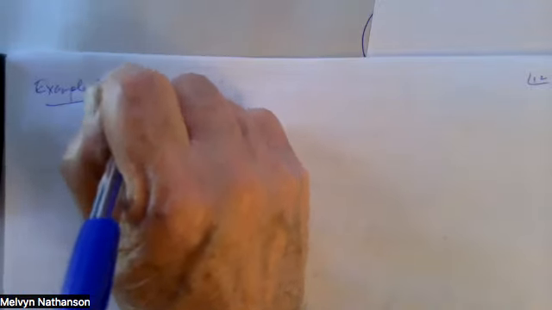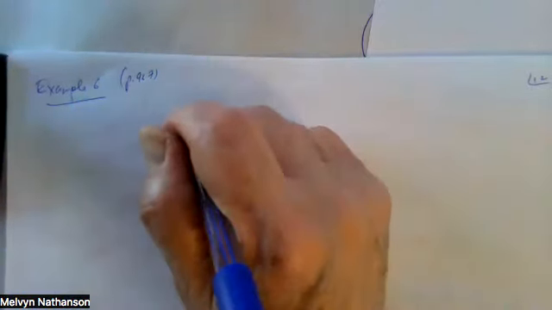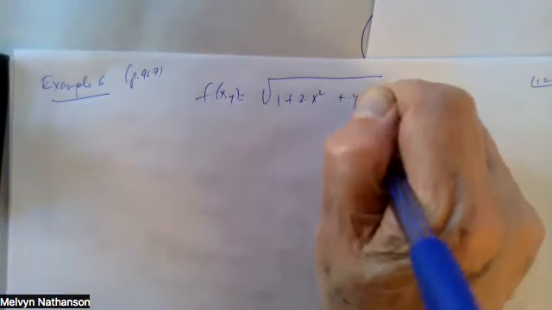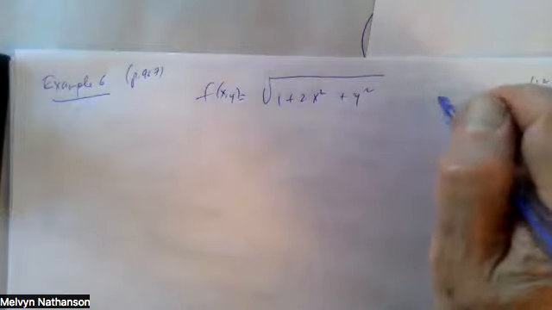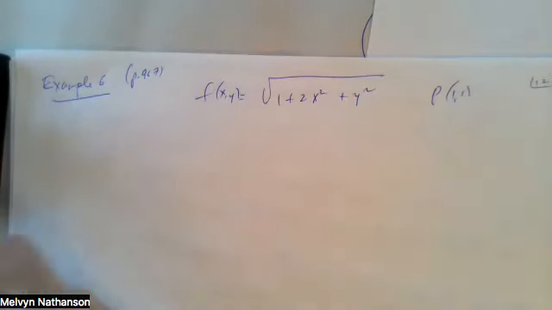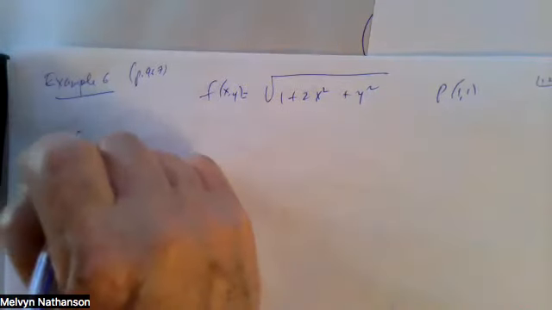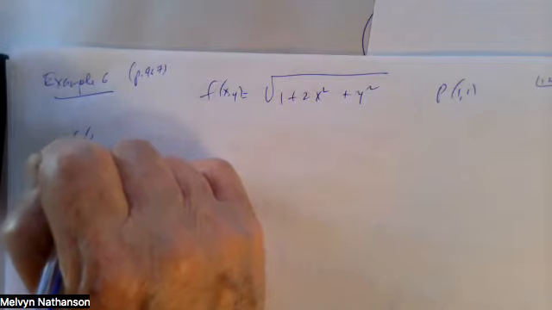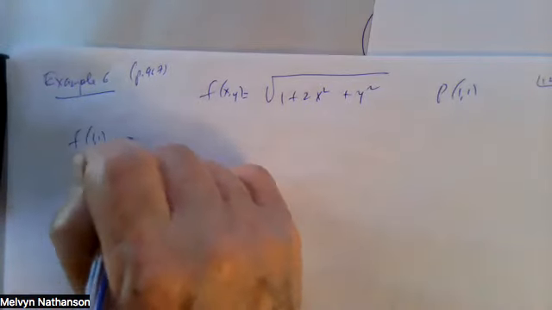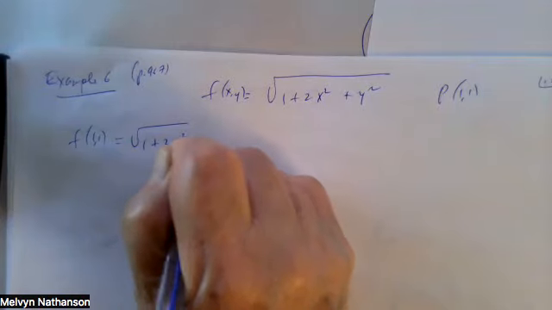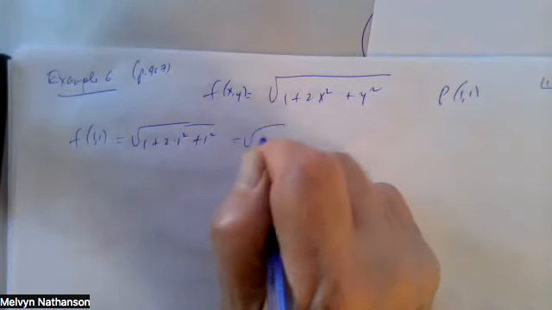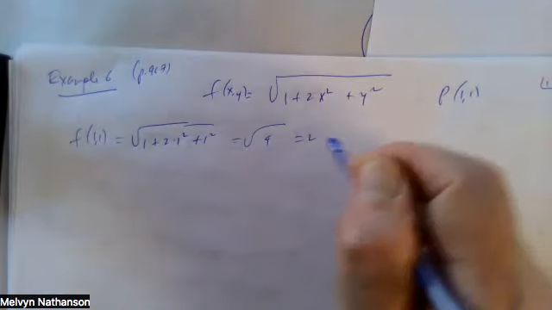This is example 6 on page 967 of my book. We have a function f of x, y equal the square root of 1 plus 2x squared plus y squared. We have a point P with coordinates (1, 1). So what is the function f evaluated at (1, 1)? That's the square root of 1 plus 2 times 1 squared plus 1 squared. That's the square root of 4, which is 2.